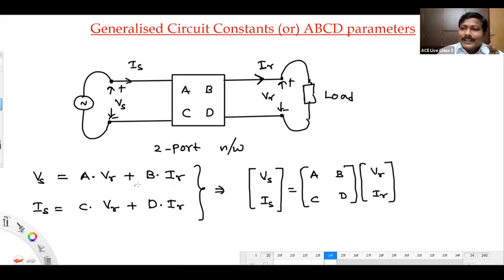To calculate ABCD, first I will make IR equals 0. By making IR equals 0, we will get the values of A and C. Next case, I'll keep VR equals 0 and I will be getting the values of B and D. So in the first case, IR equals 0 means we should make open circuit at the receiving end side.